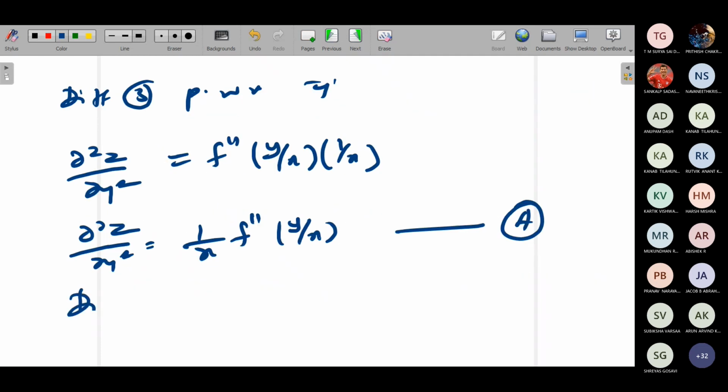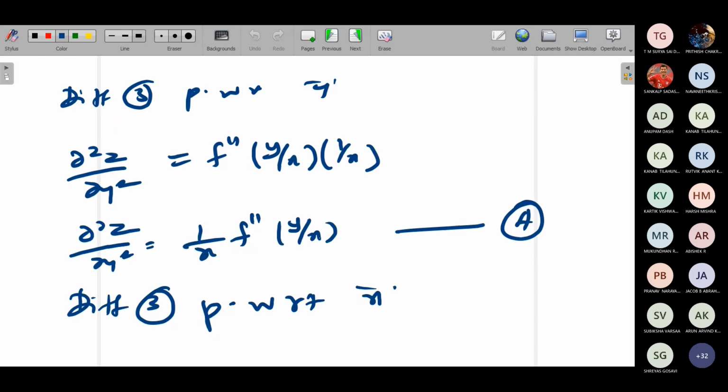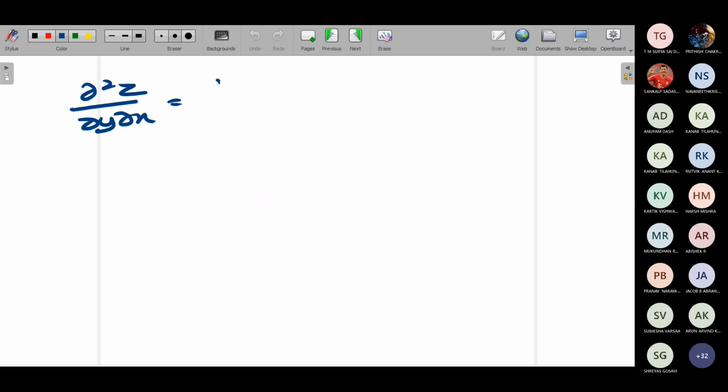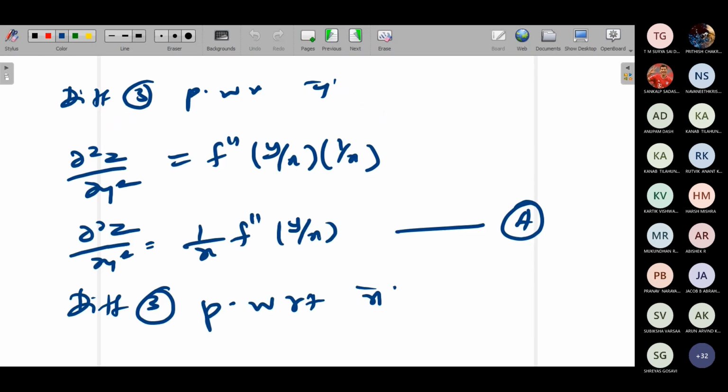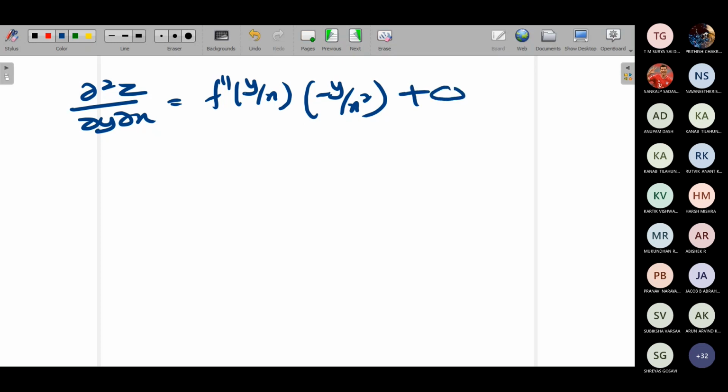Similarly, differentiate 3 partially with respect to x. When you do it with respect to x, you'll get dou square z by dou y dou x. We are doing it with respect to x. So we'll get f double dash of y by x into minus y by x square. The other term will be phi dash of x. Take this as equation number 5.